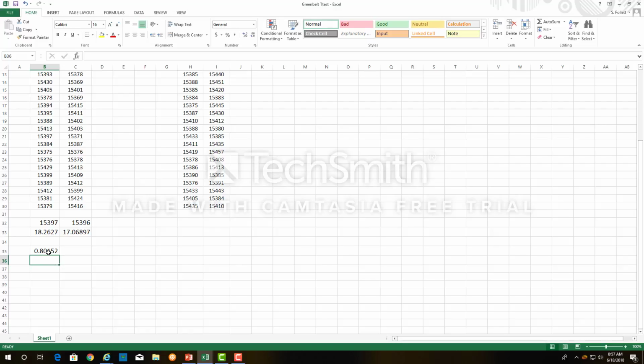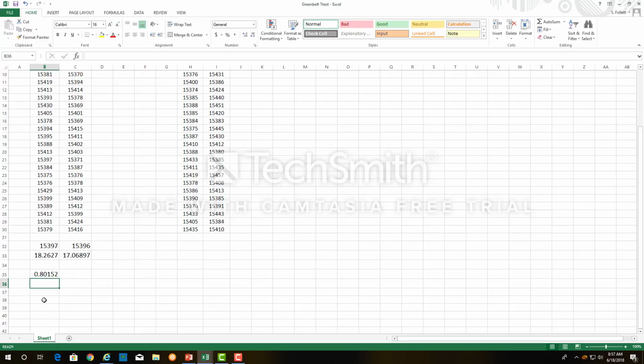And since this alpha number is quite high, I fail to reject the null hypothesis. So in other words, I'm saying that these two groups are essentially the same, there's no statistically significant difference between these two. Okay? So that was the first sample.